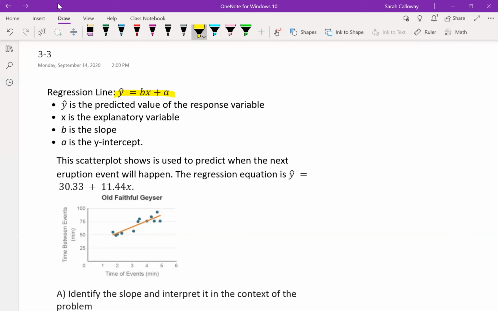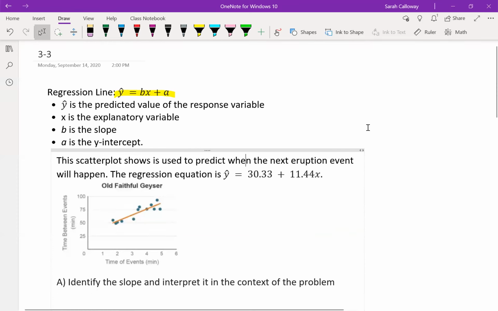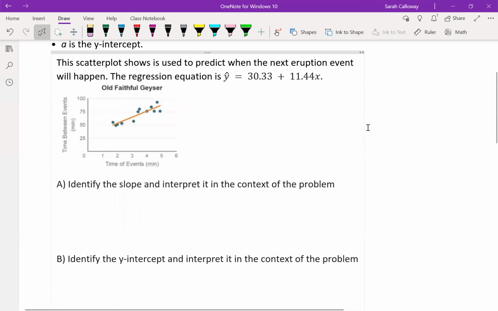So I'm going to go over a variety of information using one of the scatter plots from, I think I pulled it from the assignment, and I'm just asking different questions about it. The scatter plot shown is used to predict when the next eruption event will happen for Old Faithful.